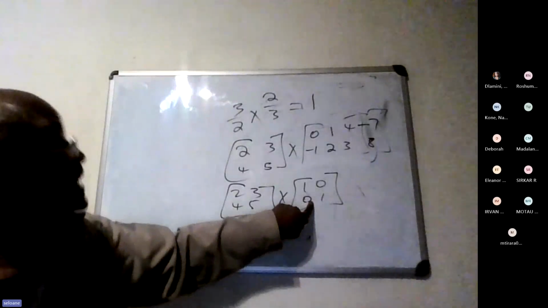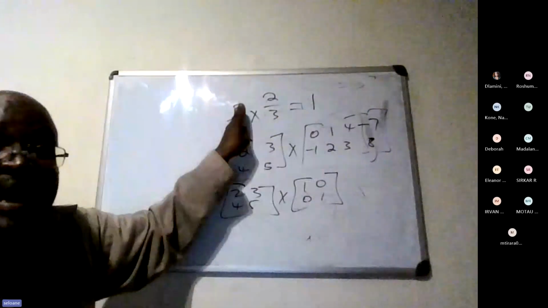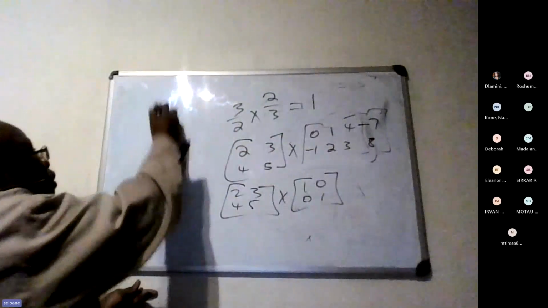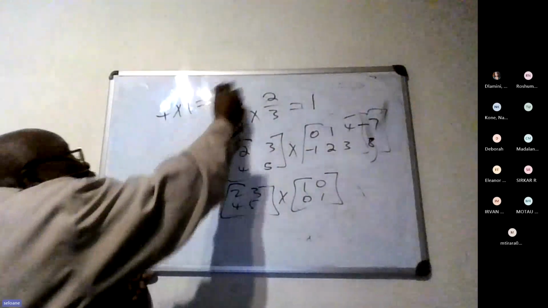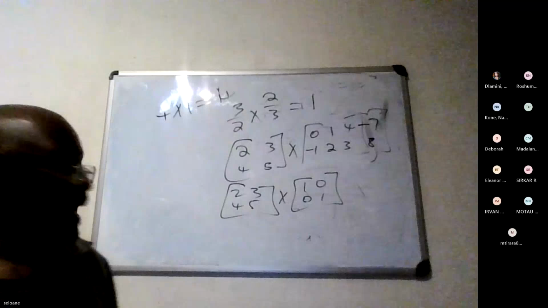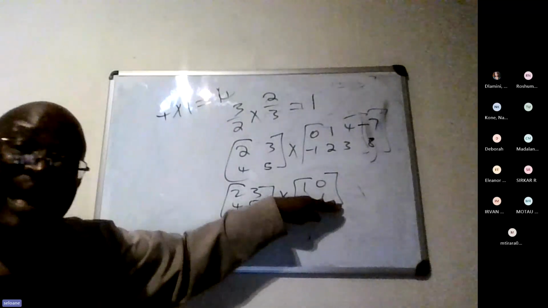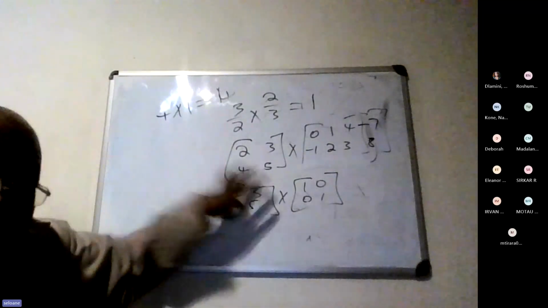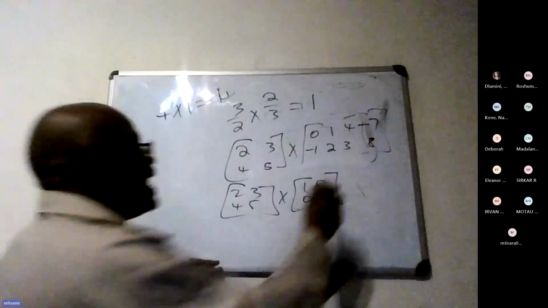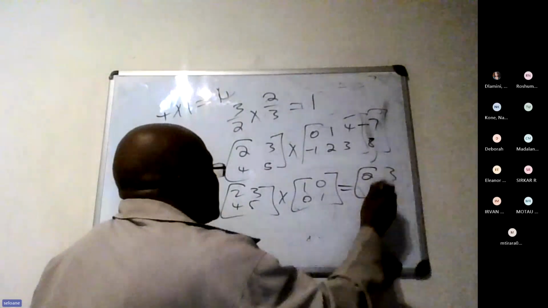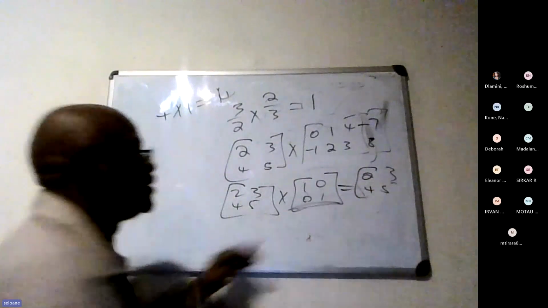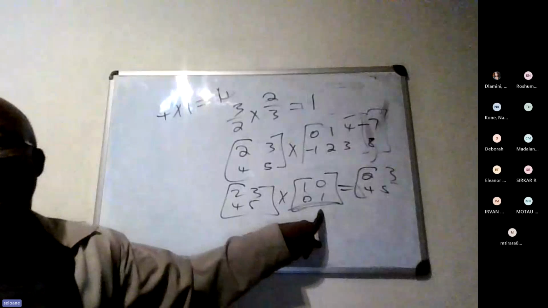It acts like 1. When you multiply any real number by 1, for example 4 by 1, the answer will give you 4 back. And because this is an identity matrix, when you multiply it by any 2 by 2 matrix, we don't even have to work out the answer. It will be this one, because this one is an identity matrix.